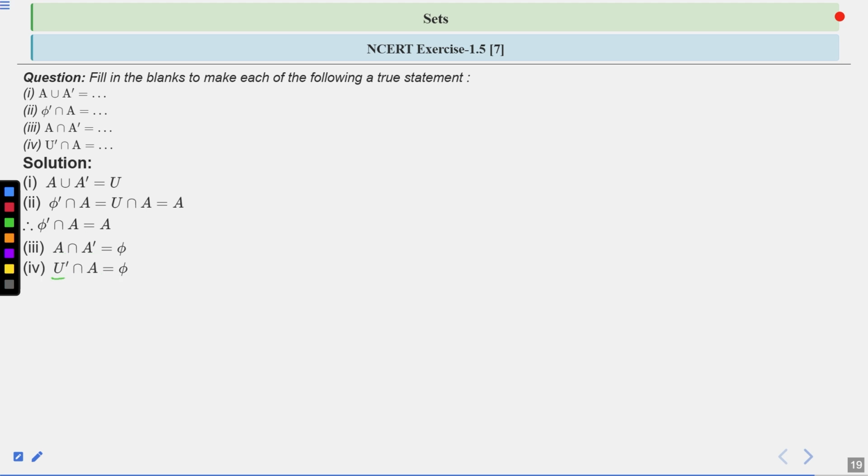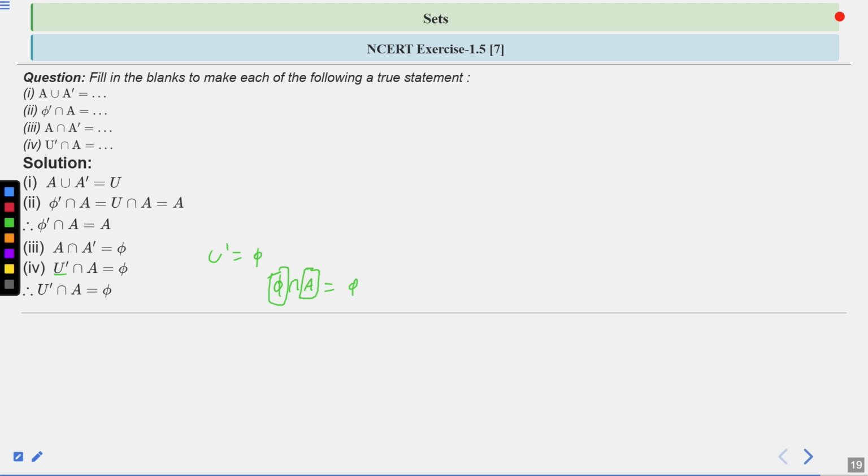Now, U complement intersection A is empty. Why? Very simple. U complement is simply your empty set, and empty set intersection A is empty. And you know, the empty set intersection with any other set, say A, will be empty, because phi is a subset of A. I hope all the questions we have discussed with solutions are clear to you.